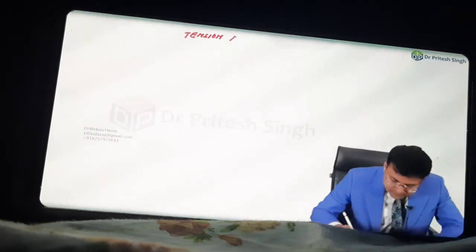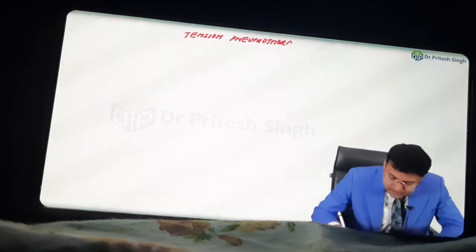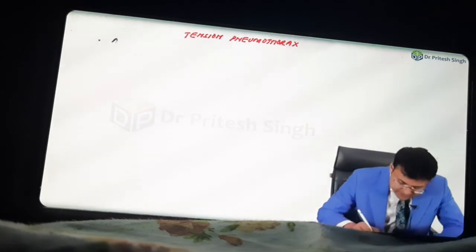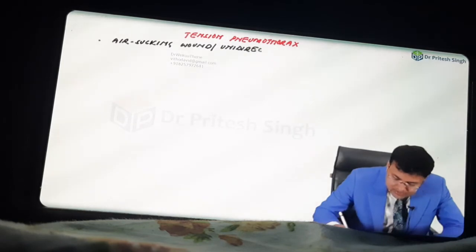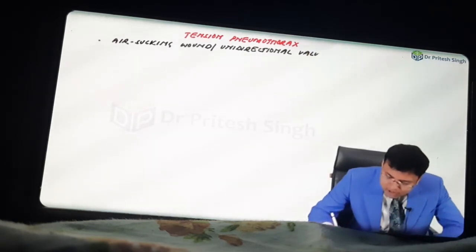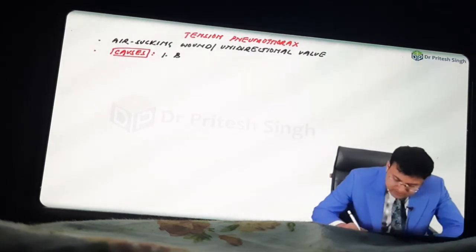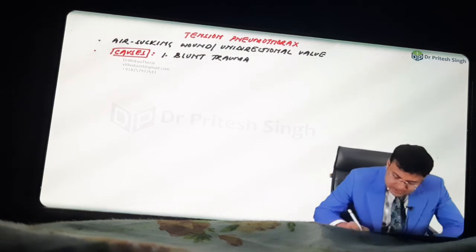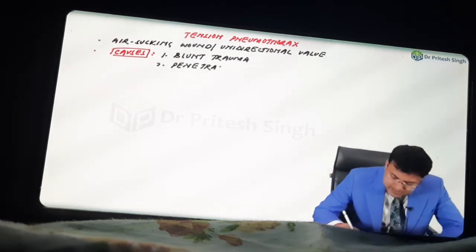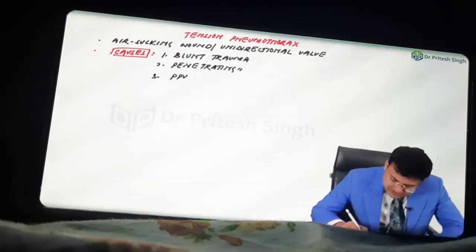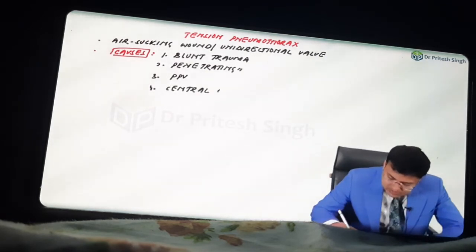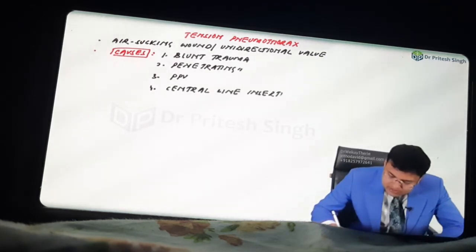Next is very important. This topic is asked almost every year in AIIMS. That is tension pneumothorax. Now what is the cause of this tension pneumothorax? It is caused by formation of an air sucking wound or unidirectional valve, or one-way valve. It can be caused by blunt trauma, penetrating trauma, positive pressure ventilation, and during central line insertion. Generally, it is caused by anesthetists during central line insertion.